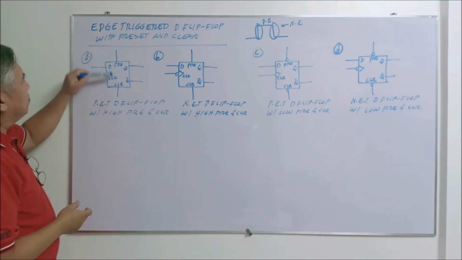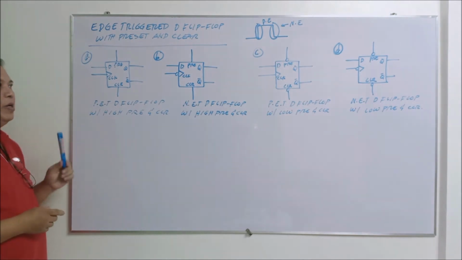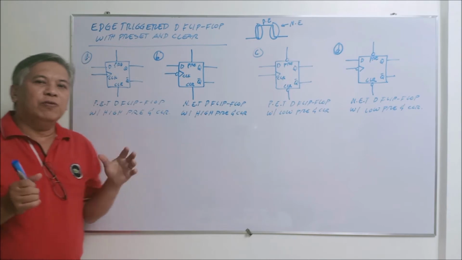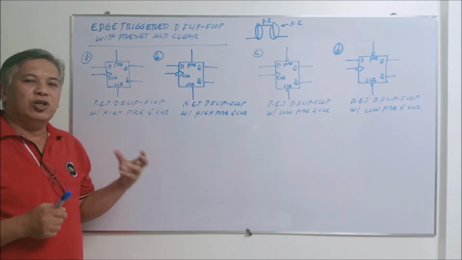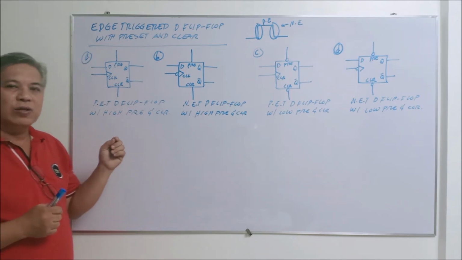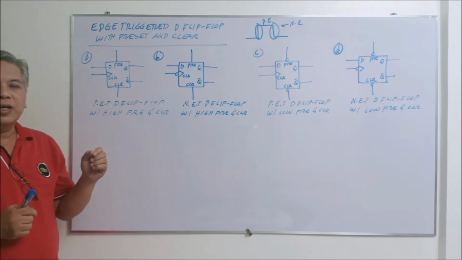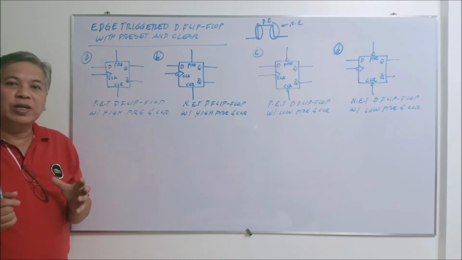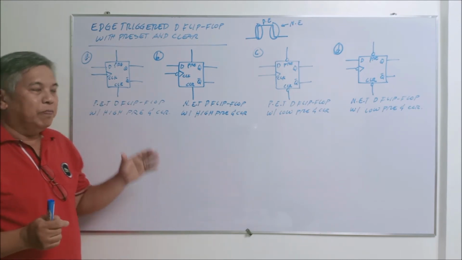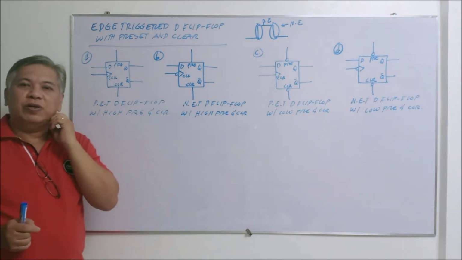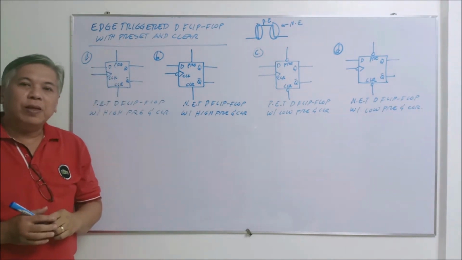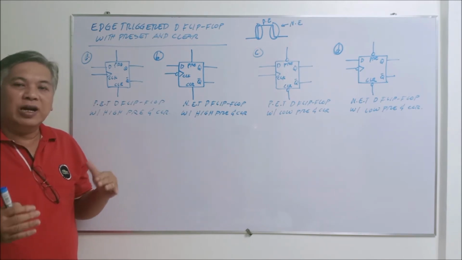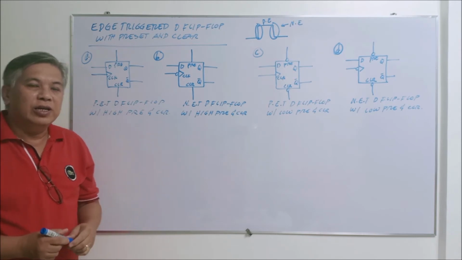So how about the preset and clear here? The preset and clear actually provides us with the information on our initial Q. Whether Q will start at 1 or Q will start at 0. In our previous discussion, we just assumed that Q starts at 0. But this time, with the presence of your preset and clear, we will be able to identify exactly where we will start, what will be our initial Q.